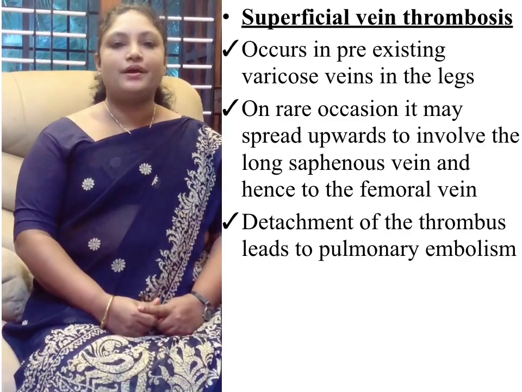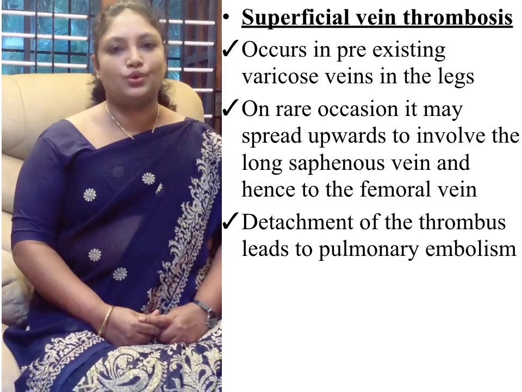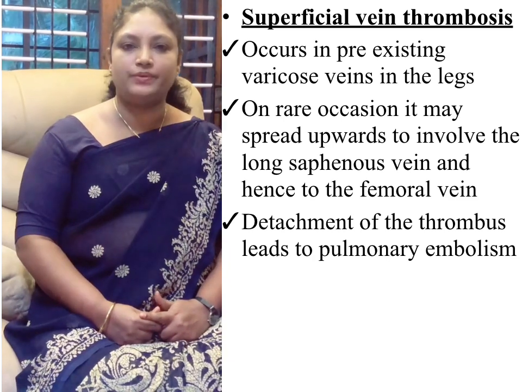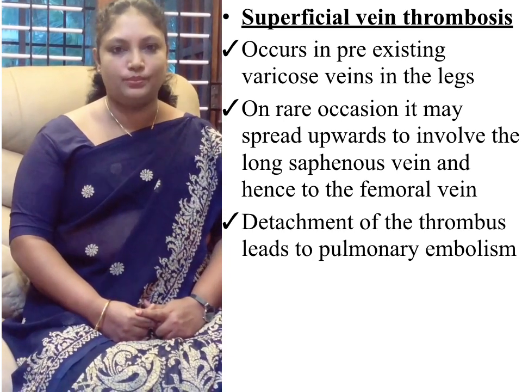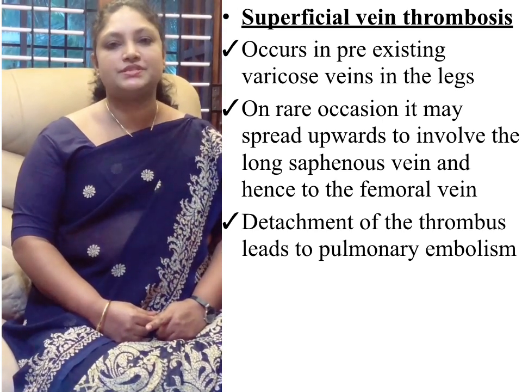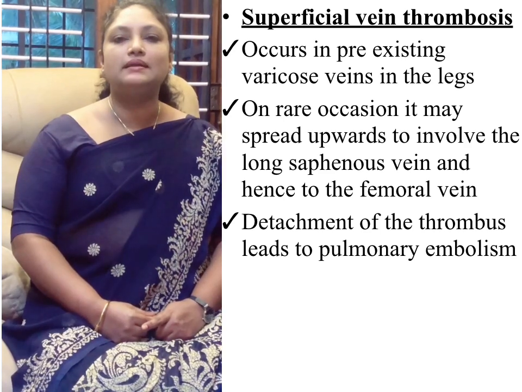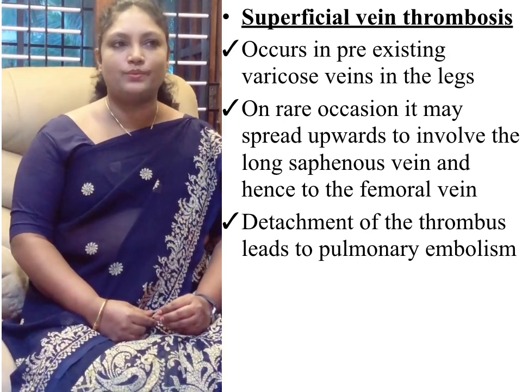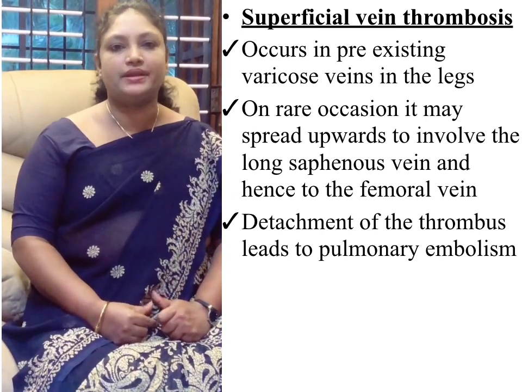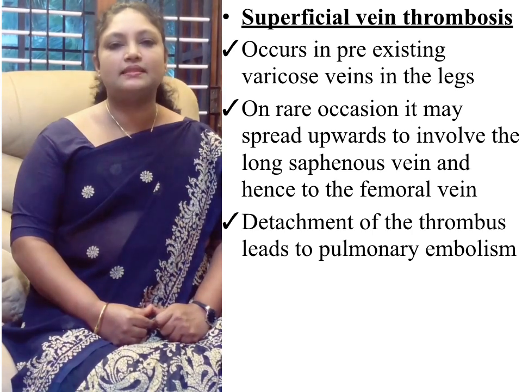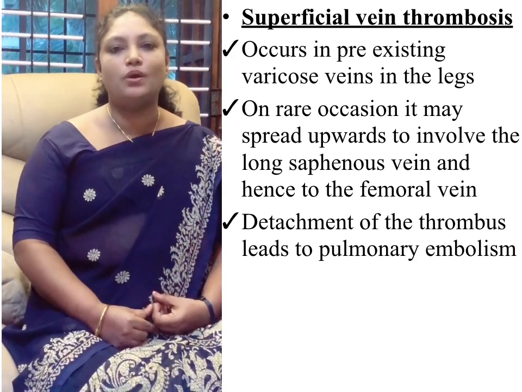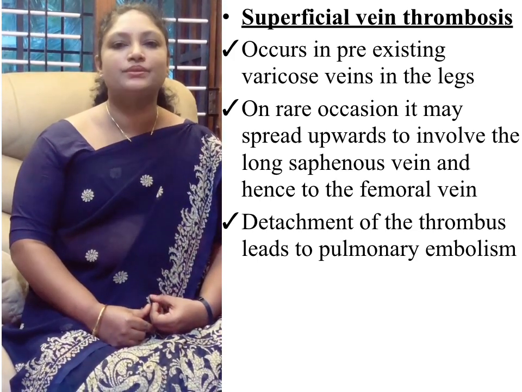These are certain risk factors which may lead to the formation of thrombus. I already told you there are two types of phlebothrombosis. What are those two types? One is superficial vein thrombosis and the second one is deep vein thrombosis. First we'll see superficial vein thrombosis. How does it occur? It occurs in a pre-existing varicose vein in the legs. And on rare occasions it may spread upwards to involve the long saphenous vein and hence the femoral vein.